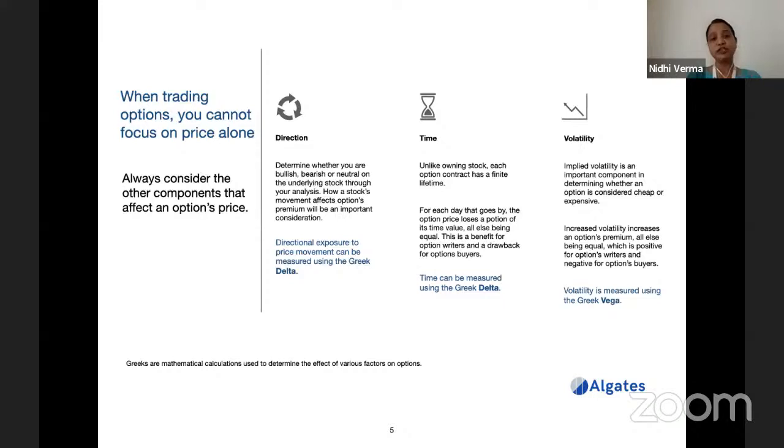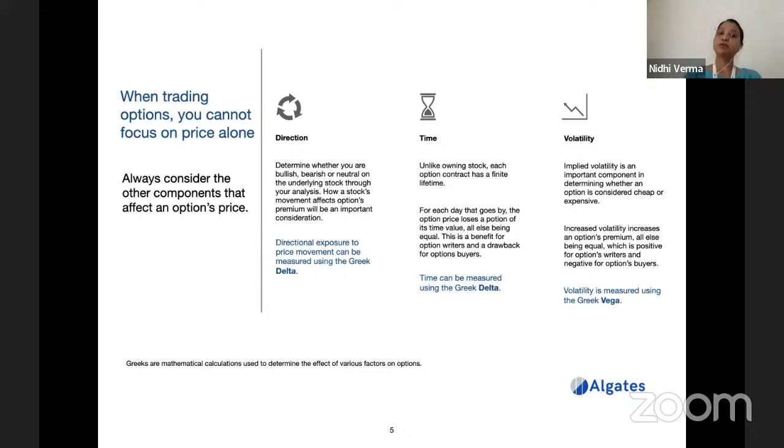Before placing the trade, you need to know what affects the option price. Options by nature are finite assets. They have an expiry, they will mature, and after that they will cease to exist. So there is a time component in it, which is very crucial. And another component, which is the least understood concept, is volatility. Since they are finite assets with limited time, the volatility in the stock price also affects the premium of an option in a great way.